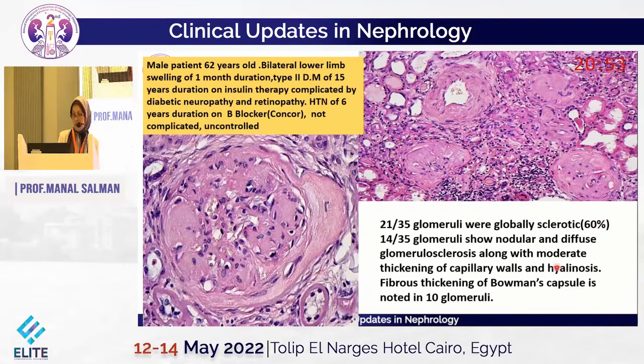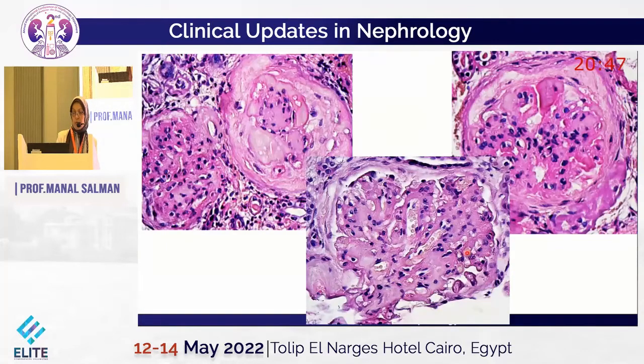with hyalinosis lesions and fibrous thickening of Bowman's capsule. Some of the glomeruli as well showed, this shows the diffuse mesangial expansion. This shows hyalinosis lesions. And here we have again the fibrous thickening of Bowman's capsule. This one shows hyalinosis lesions beside the mesangial nodules and hypertensive changes in the capsule. And this shows a diffuse mesangial expansion and areas of hyalinosis.